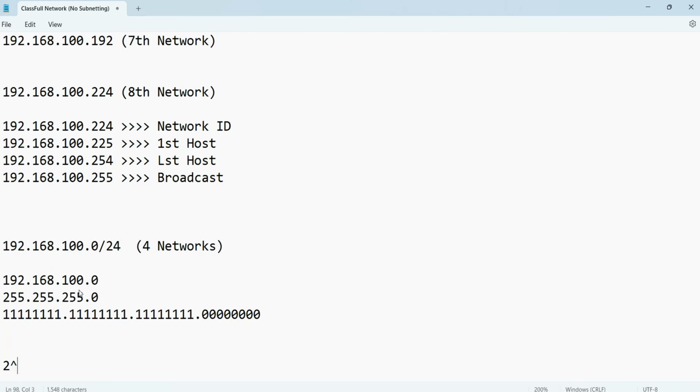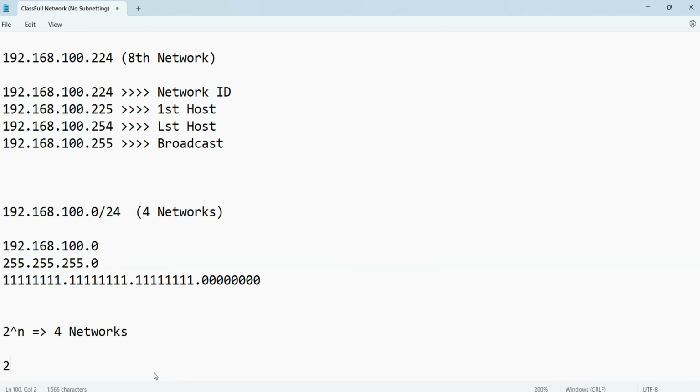2 to the power of n is equal to or greater than what? 4 networks, just like this, right? So how many bits do I have to borrow from the last octet to get 4 networks? If I borrow 1 bit, 2 to the 1 equals 2. 2 to the 2 equals 4. So I have to borrow 2 bits, all right? So 2 to the power of 2 equals 4 networks, just like that.